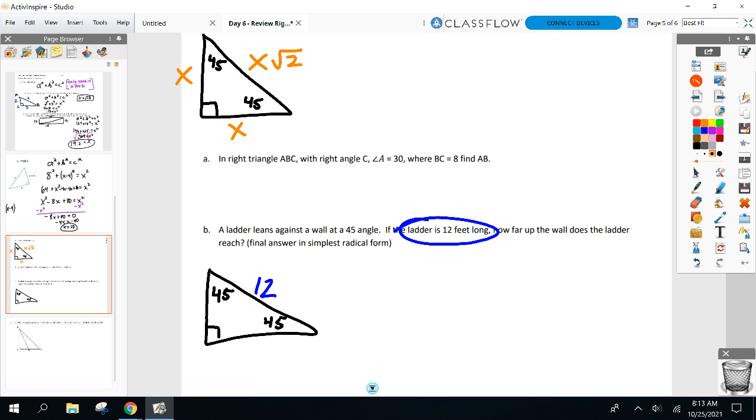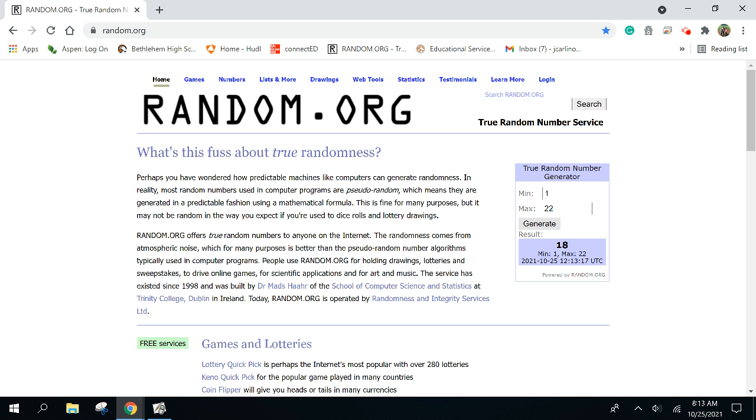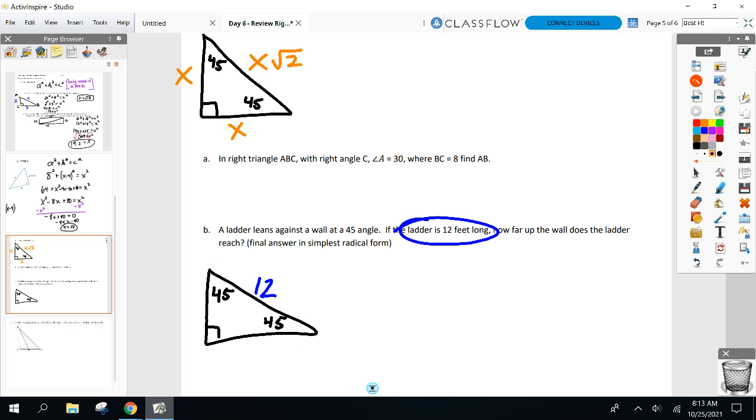How far up the wall does the ladder reach? So which side are we solving for? Left side or bottom? How far up the wall does the ladder reach? Left side or bottom? What are we solving for here? This left side or this bottom side? Where's the wall? Left side. So I'm going to put an X right there.